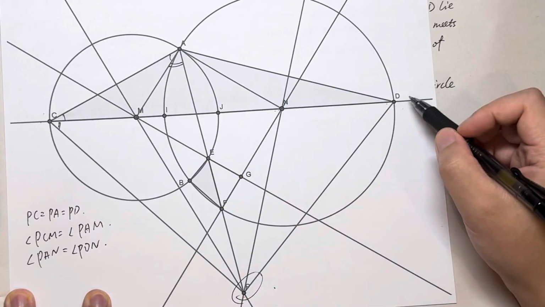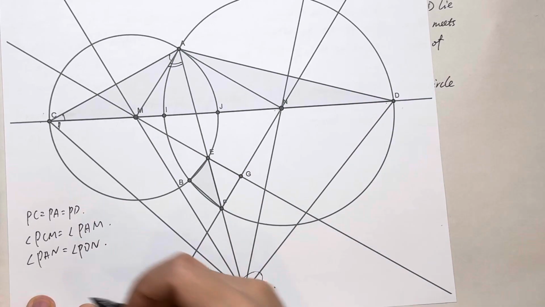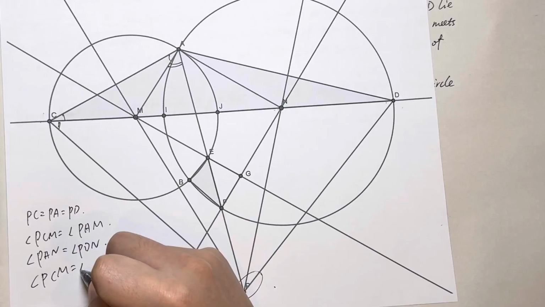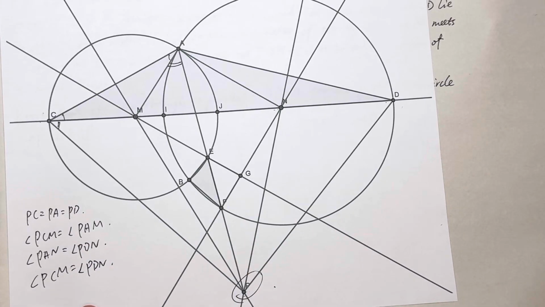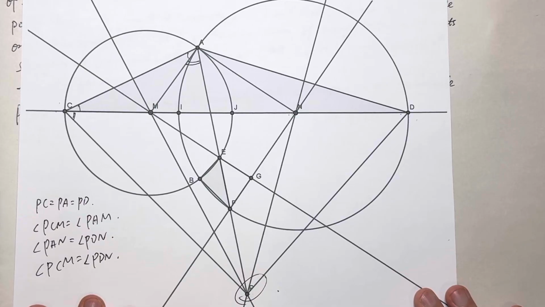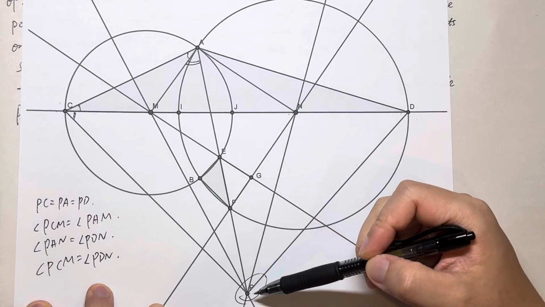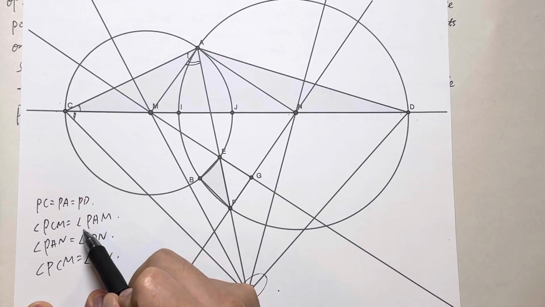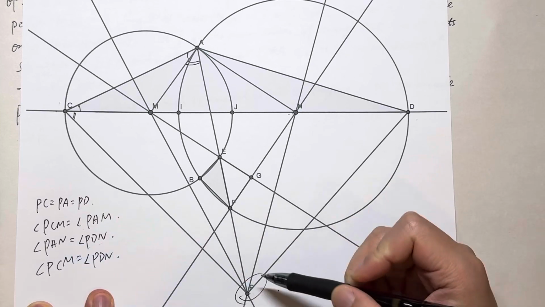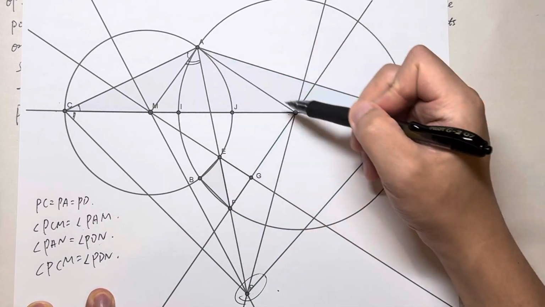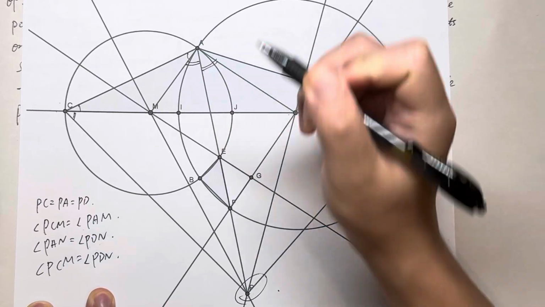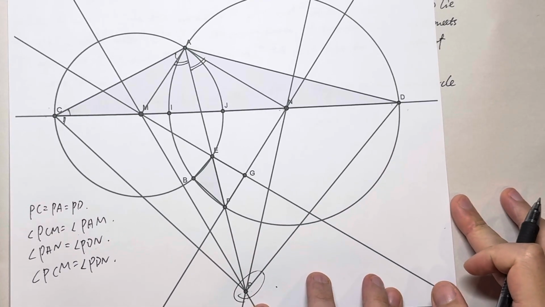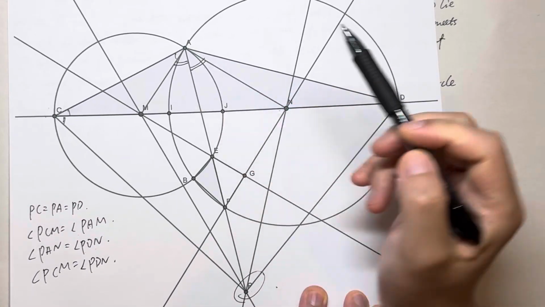And because PC equals PD, right? So we know that angle PCM equals angle PDN. Right, that's what we get. So angle PCM equals angle PDN, which means angle PAM equals angle PAN. So angle PAM equals angle PAN. These two angles are equal.